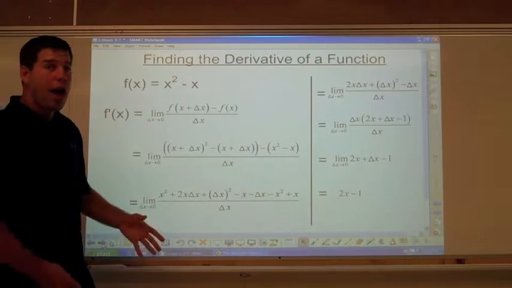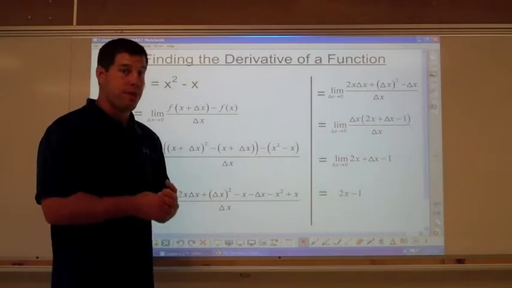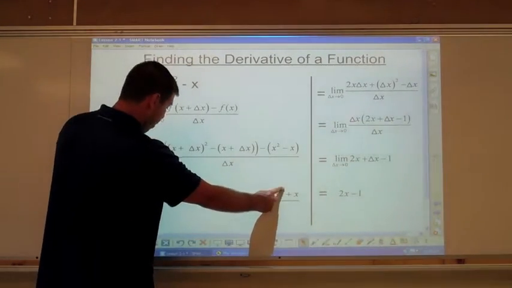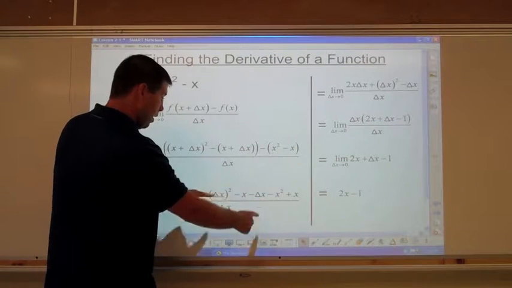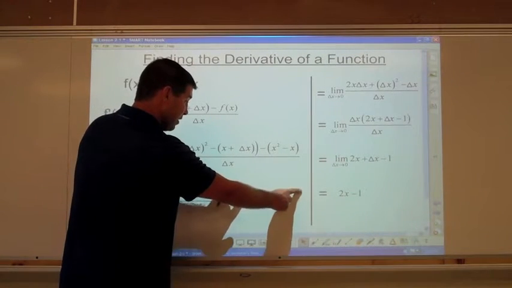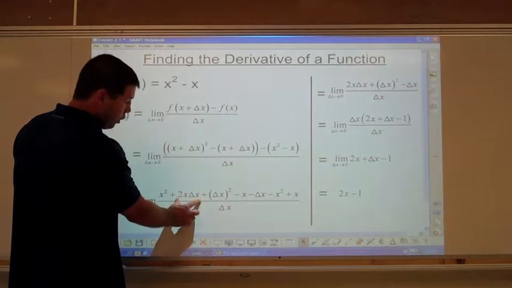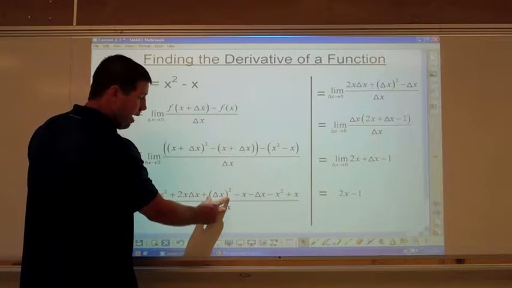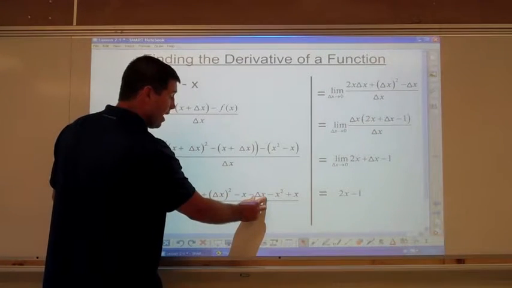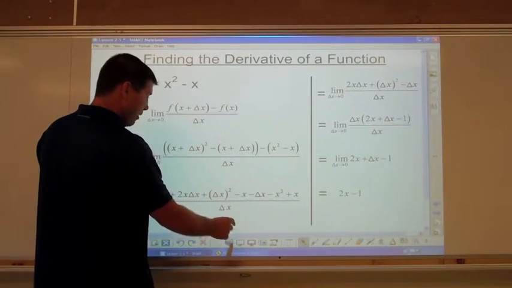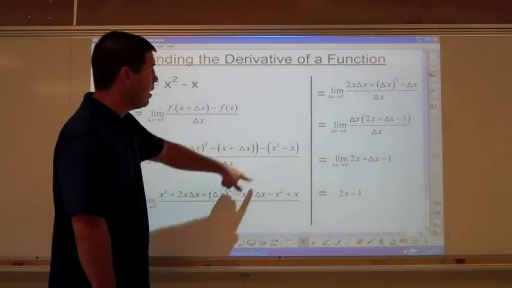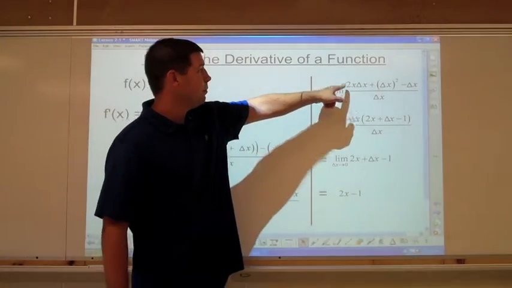Now, as you see here, and this will always happen with the limit definition of the derivative, things will cancel. x squared minus x squared, those two go. Minus x plus x, those go. I'm left with 2x delta x squared, and a minus delta x as my numerator. The x squared and the x both canceled out, all over delta x. Come over here. There's what you're left with.